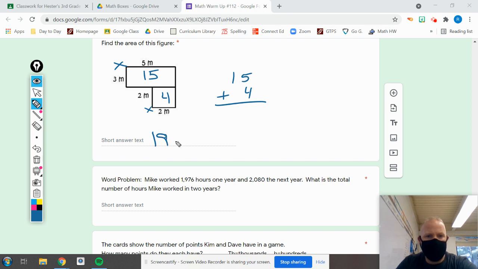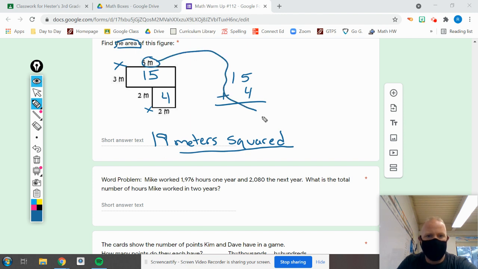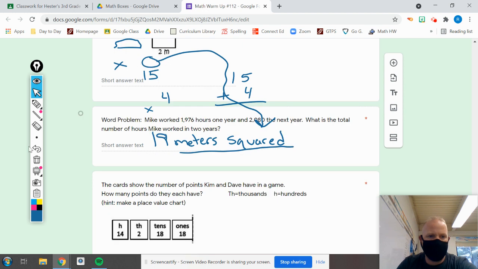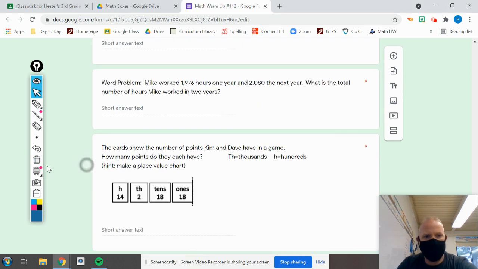And I want you to write meters, because that's what M stands for, squared. I'm not going to go into the discussion on what that means, but when we are finding area, we always have the unit, and then we say squared. So we have 19 meters squared. It's a little different than perimeter. We'll talk about it in class when we get to geometry.